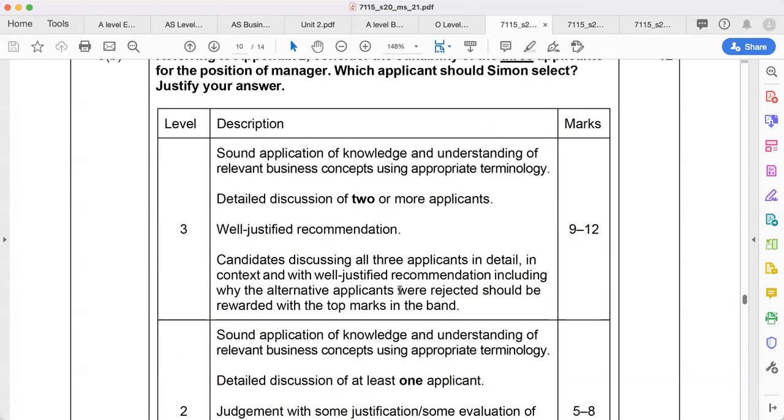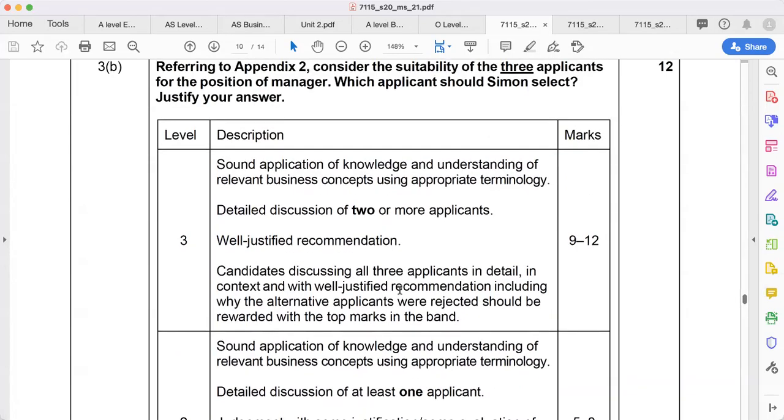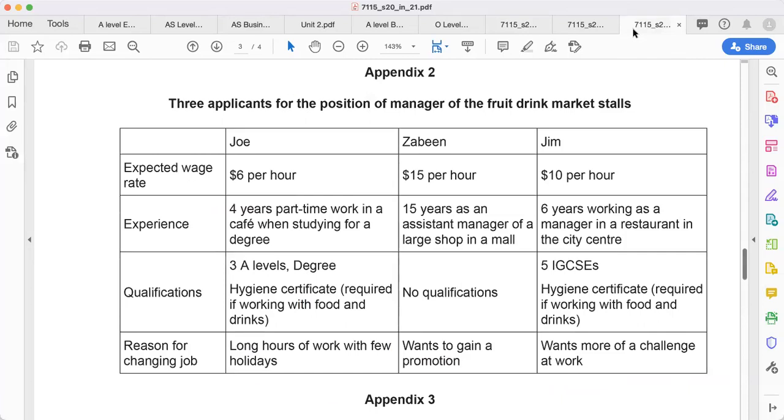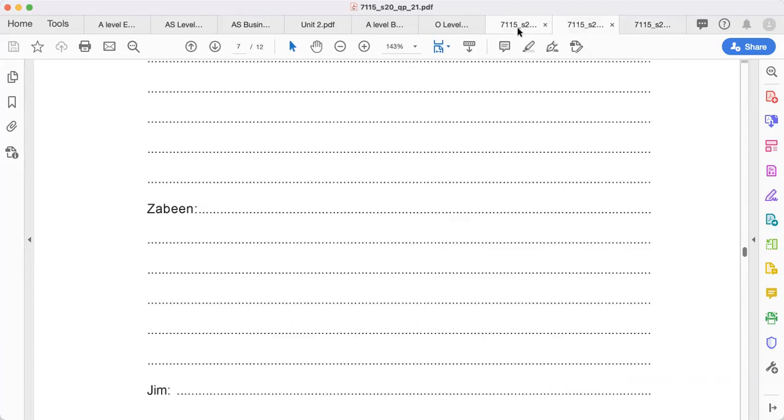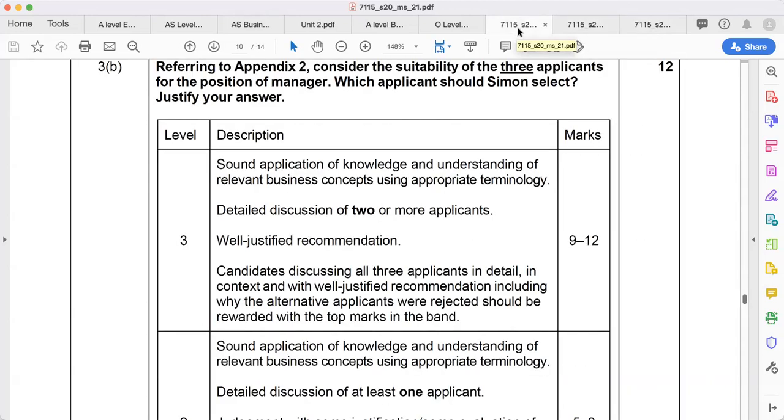Coming to level 3, if we give a sound application of knowledge, we understand and relate it to the business scenario. For example, we see that 6 years of experience is less important for us as compared to 15 years of experience, because we need an experienced person. So this will be a relevant application discussion, and we can move to the level 3 answer.